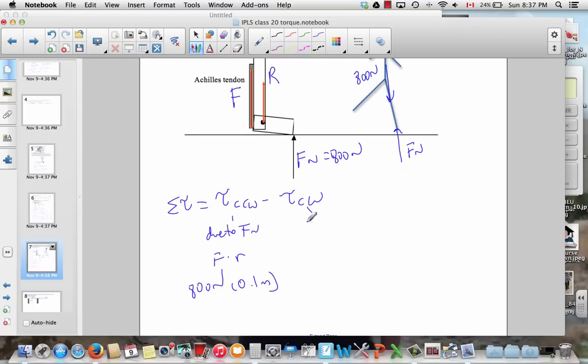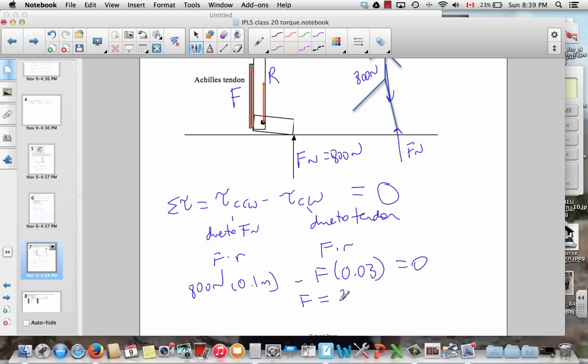For the clockwise torque, the Achilles tendon pulling up on this side of the pivot tends to create clockwise rotation. So that's due to the tendon. A torque, by definition, is a force times a distance. The force is an unknown tension in the tendon. The distance is the 3 centimeters between the tendon and the ankle joint. Now, because the person is at rest, the net torque is 0, or those two torques are balanced. We can solve this for the Achilles tendon tension, and we get 2667 newtons of tension.